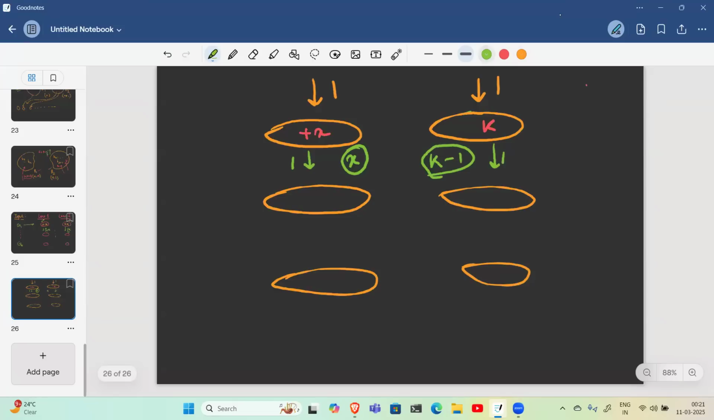Now the question says that this original person has to pass through this gate. He has no other choice. But all these new people who were born can rearrange themselves and pass through any of the gates. So it may happen that all these x or k minus 1 people pass through this gate, or it may happen that they pass through that gate. Finally, the objective is to maximize the total number of people who come out after all these gates are passed.